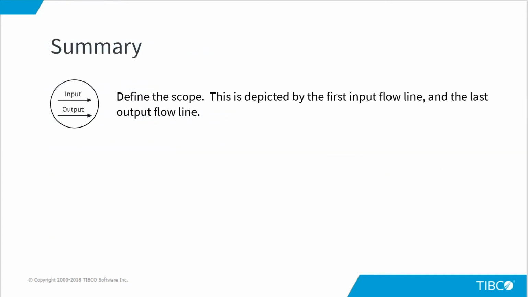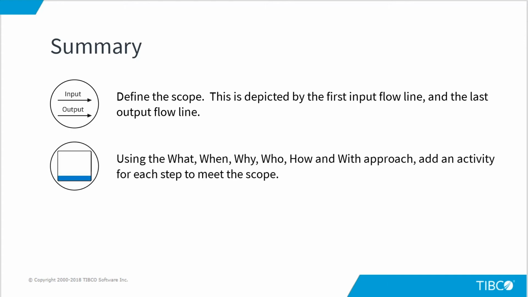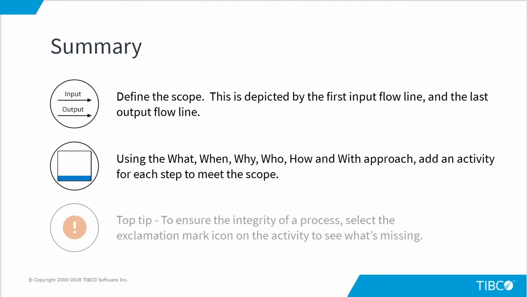In summary, to create a process, you first need to define the scope. This is depicted by the first input flow line, which is the trigger event, and the last output flow line, which is the result. Using the what, when, why, who, how, and with approach, add an activity for each step to meet the scope. And as a top tip, to ensure the integrity of your process, select the exclamation mark icon on the activity to see what's missing.